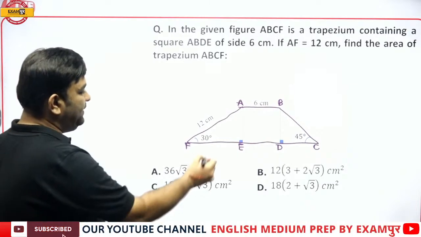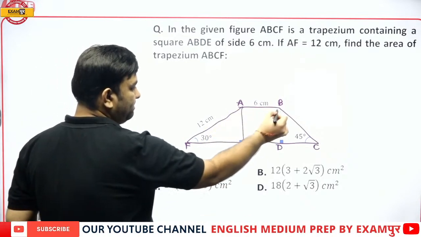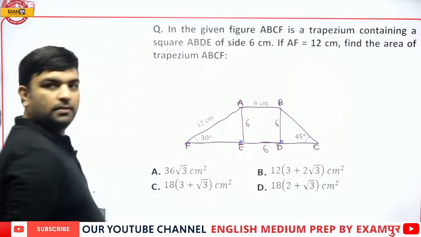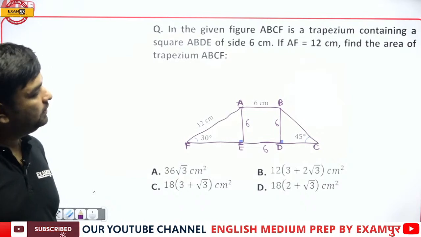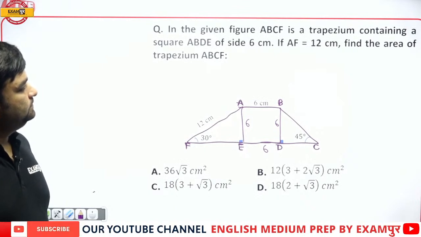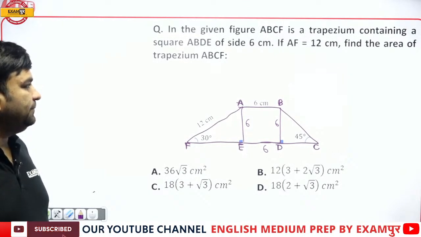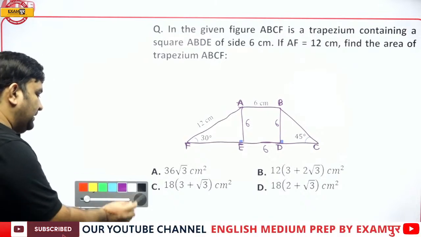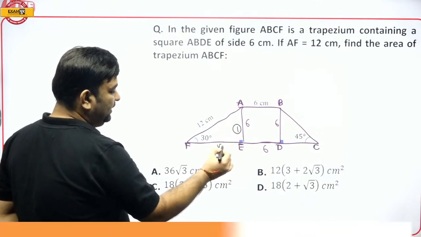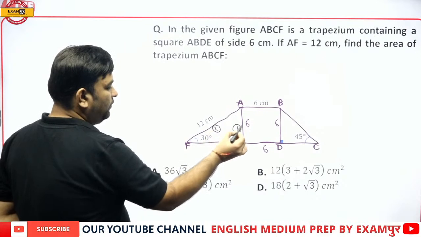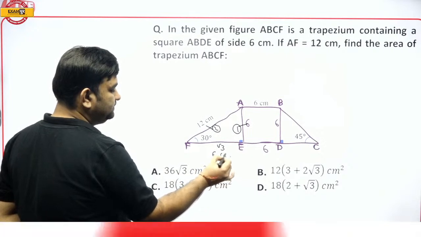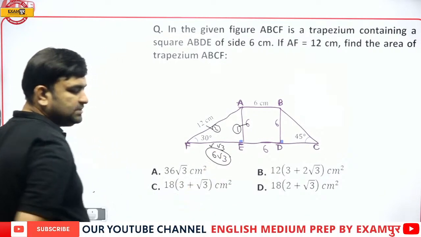This is the square ABED of side 6. Last. AF is 12, already given. This angle is 30 degrees. For 30, we know the ratio they maintain is 1, root 3 and 2. 1 is 6, 2 is 12, so this root 3 is 6 root 3.